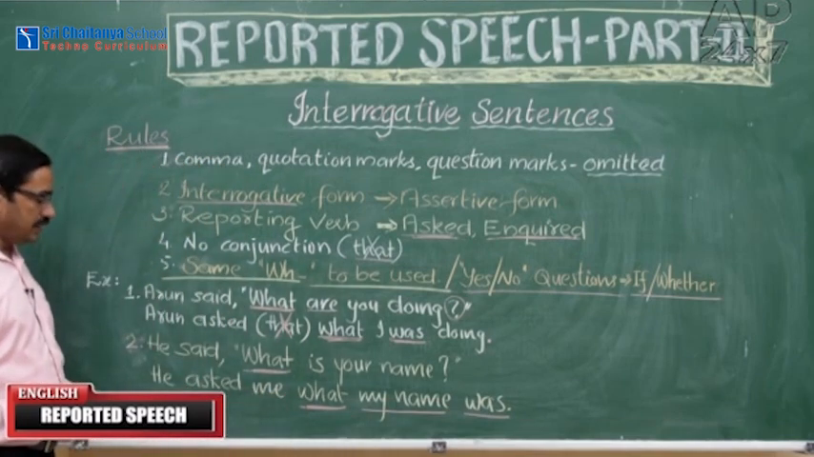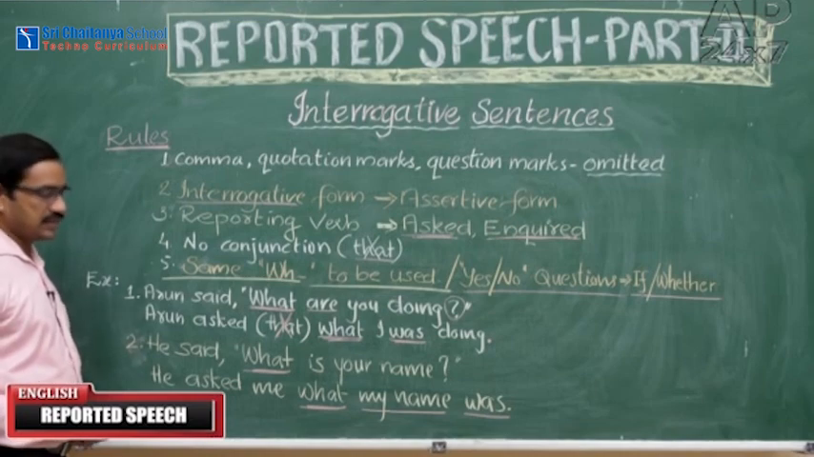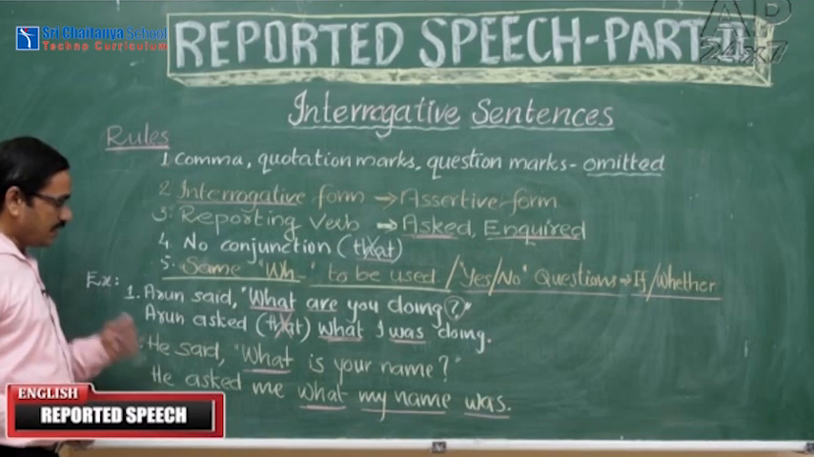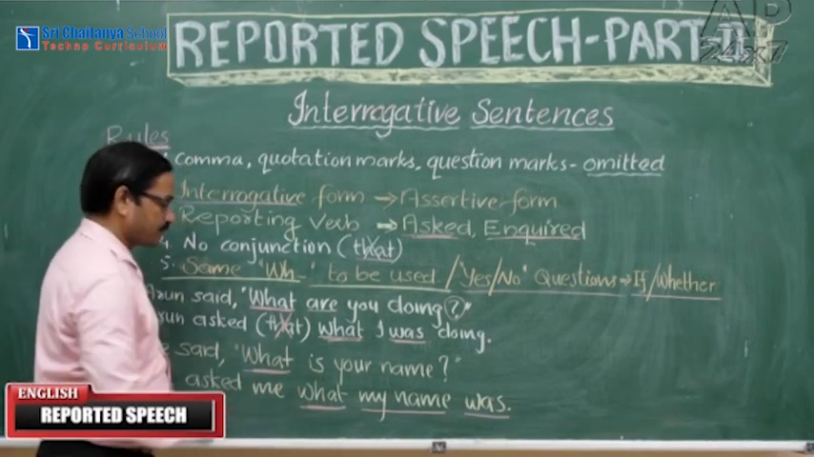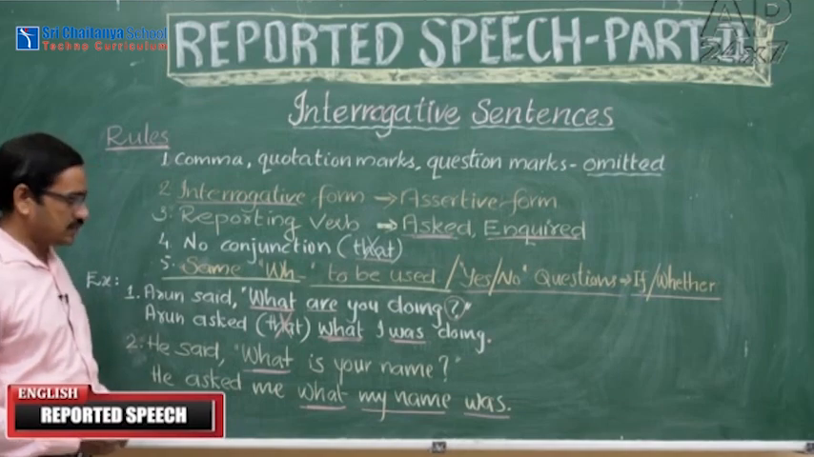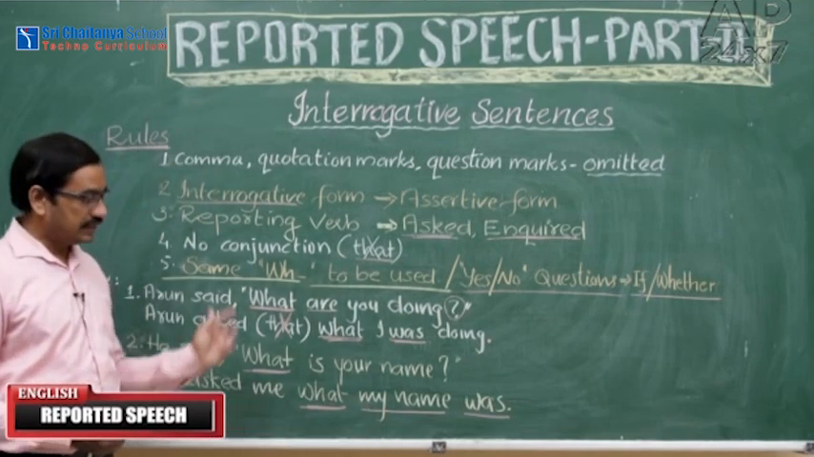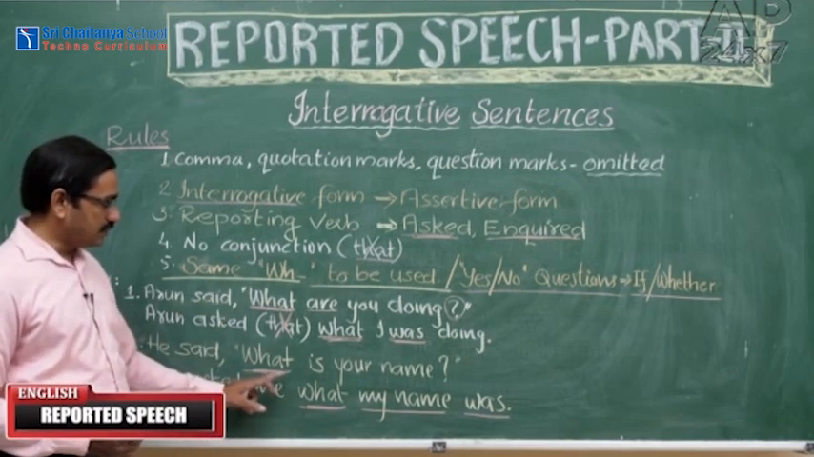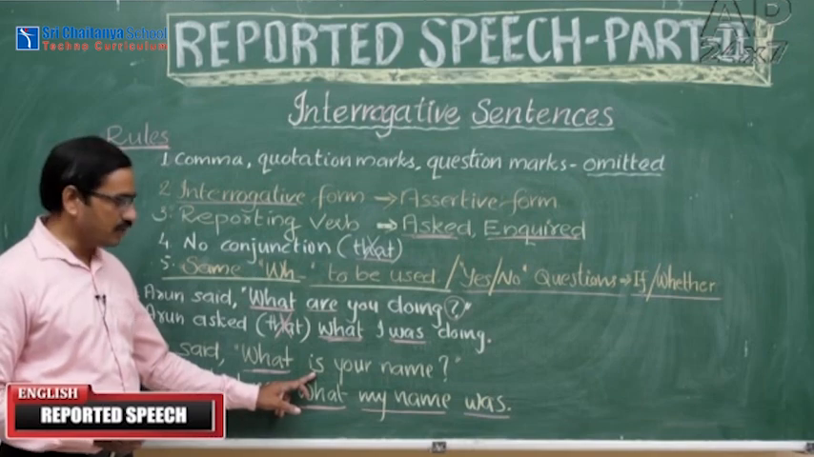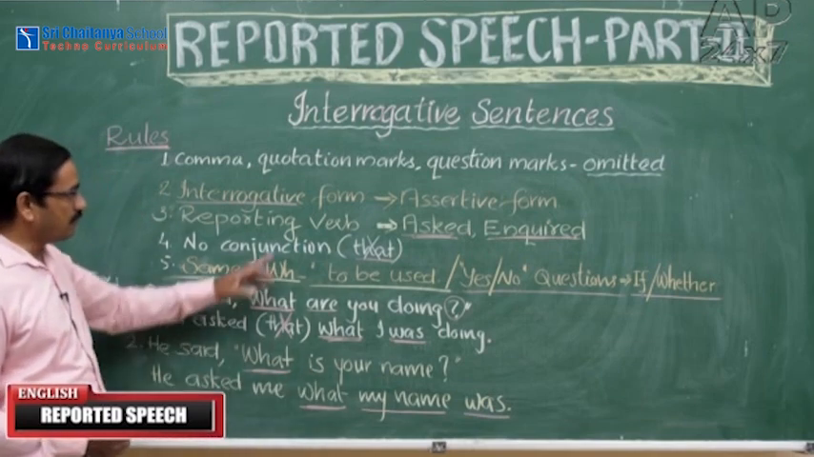Another example, he said, what is your name? That sentence is again in the present tense form. What is your name? He asked me what, so the same what is repeated. What my name was. So soon after what, we have to add the subject. Then comes the verb. In a question form, what takes a verb, then comes the subject. So in an interrogative form, this is the order.